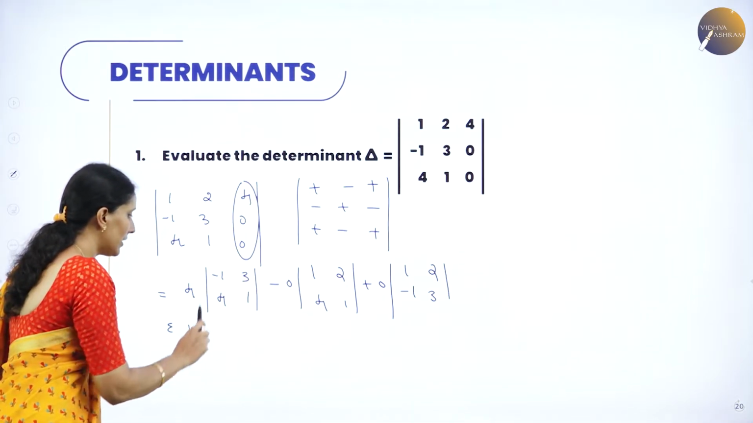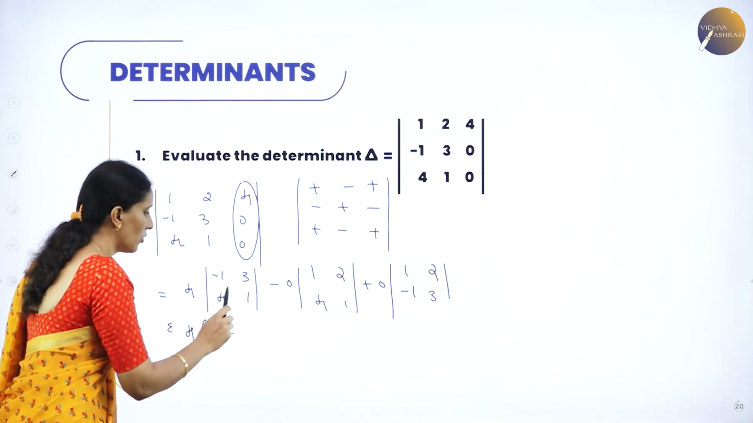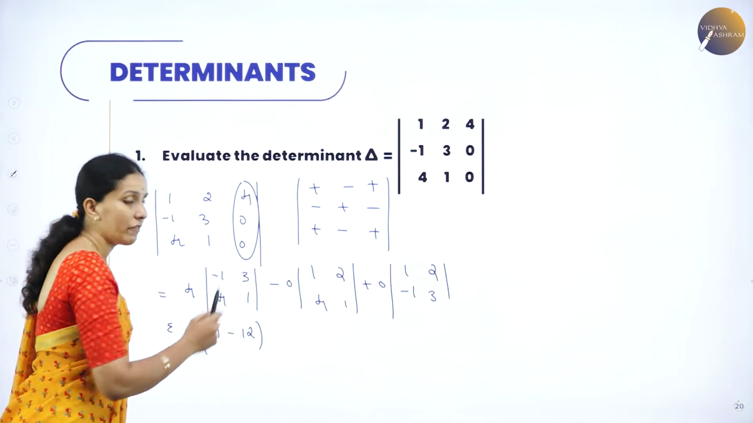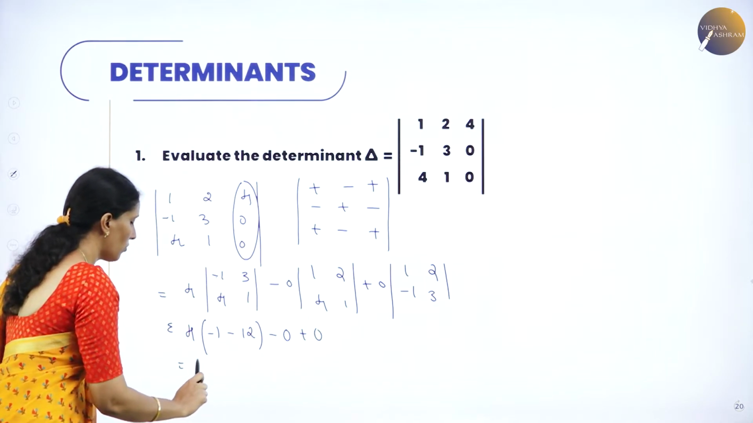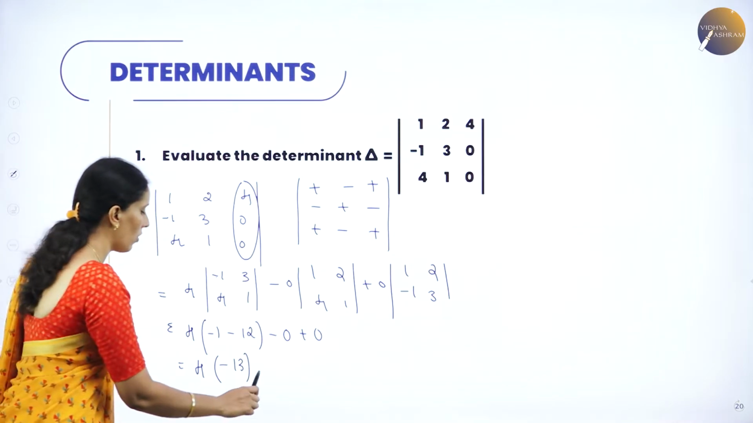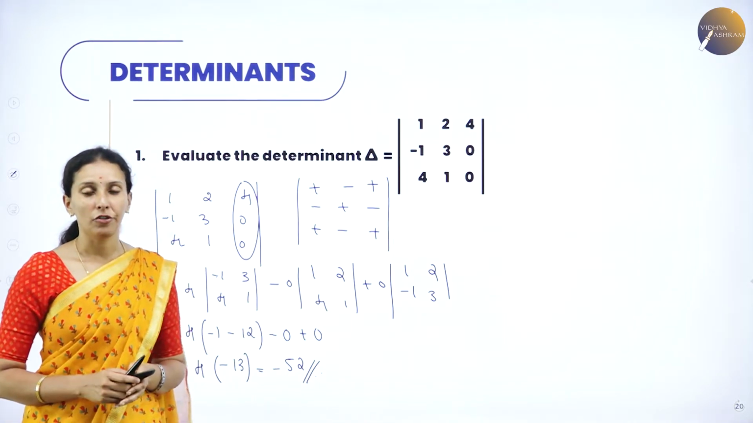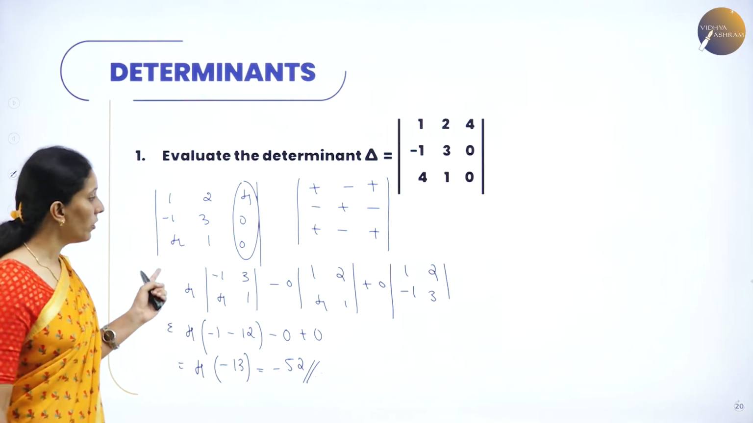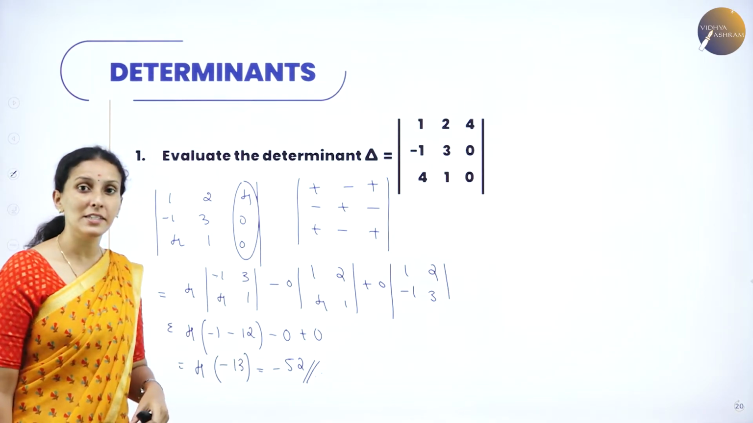Now let us expand this determinant. Minus 1 into 1, minus 1, minus 4 threes are 12. Here we have minus; no need to expand this because outside we have 0. So it is minus 0. Here also it is plus 0. So 4 into minus 13. Here we have got minus 52. So this is the value of the determinant. This is how we expanded using the last column. Let me show you the expansion of the determinant with any other row. We will get the same value, that is minus 52.